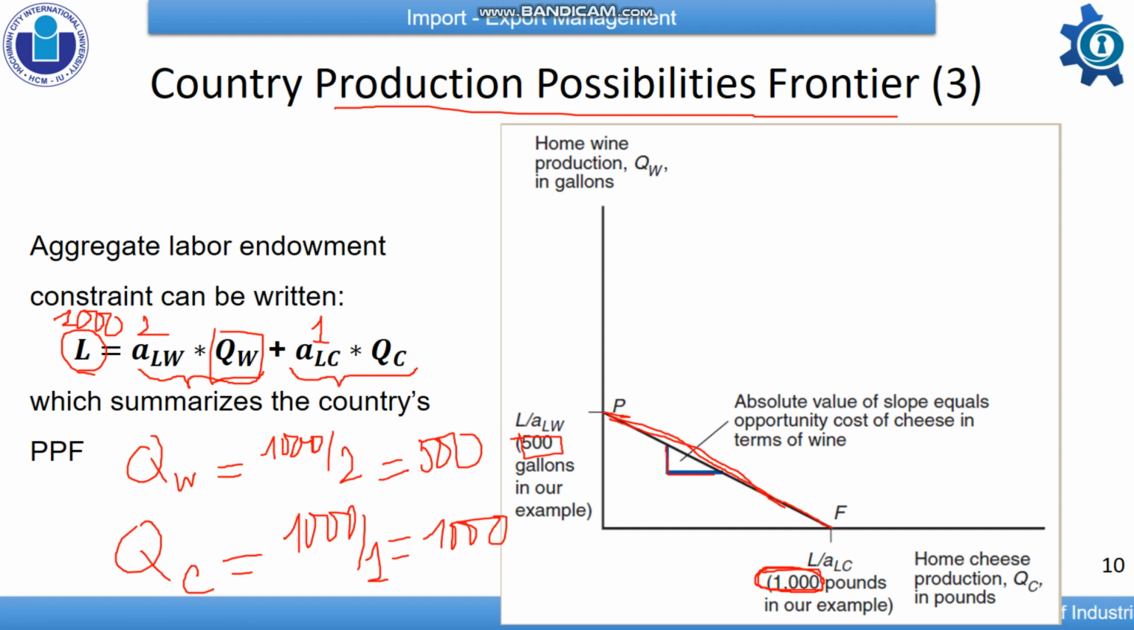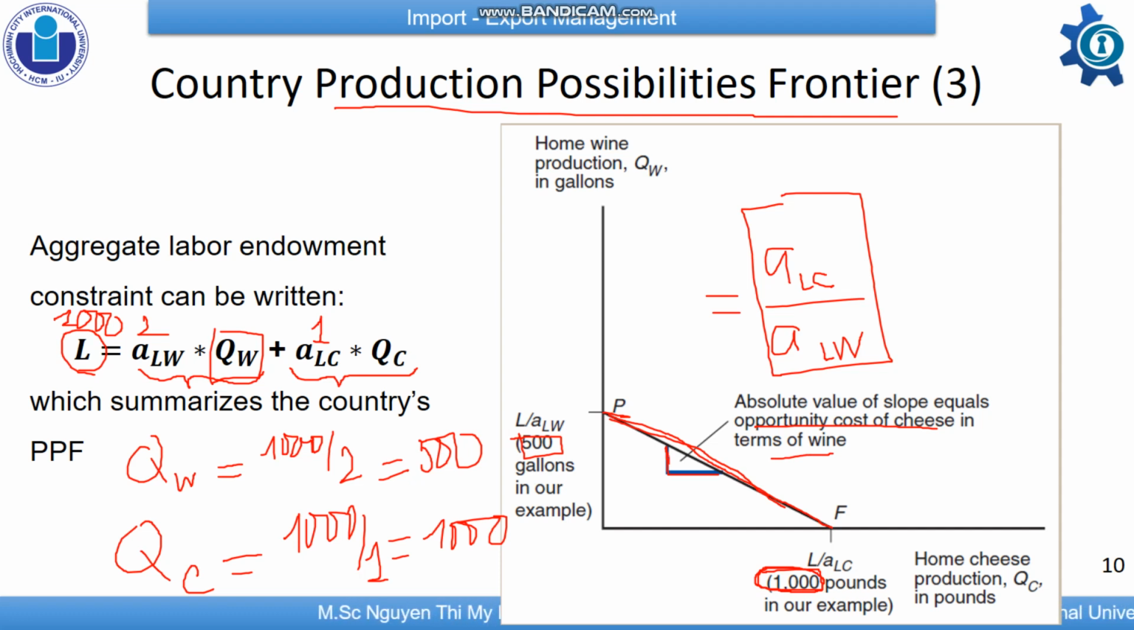And we can see the slope here is equal to ALC divided by ALW, right? And this is the opportunity cost of cheese in terms of wine. This is equal to the absolute value of the slope of the PPF. So in this case, the opportunity cost of cheese in terms of wine is 1 divided by 2.